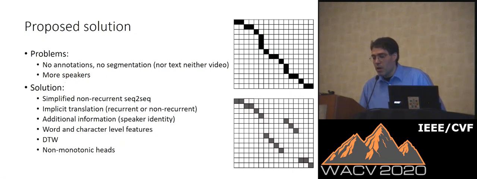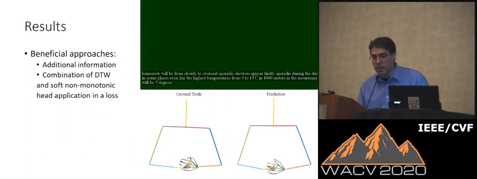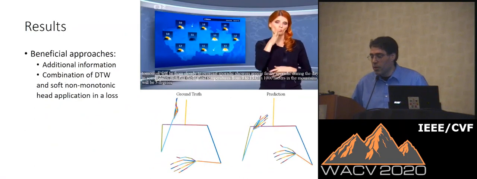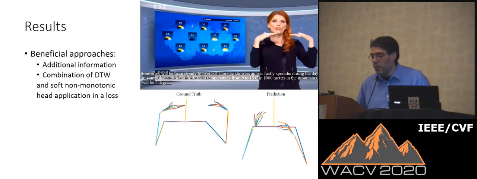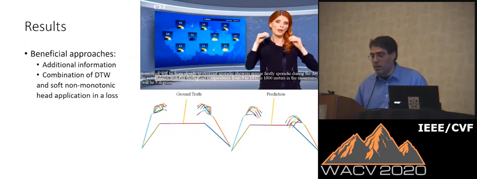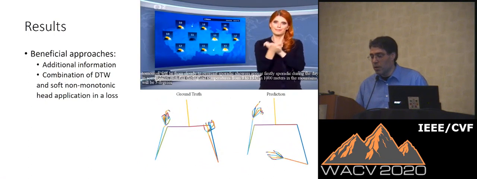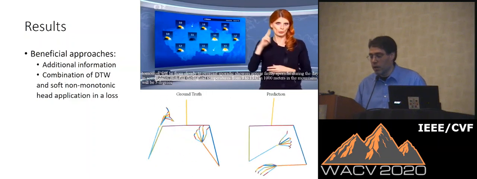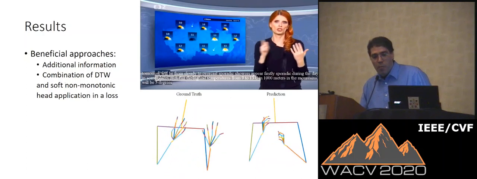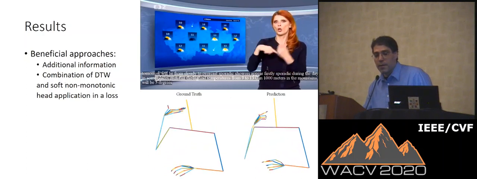In our loss function, we use dynamic time warping that synchronizes output and target sequences. Because dynamic time warping is a hard and monotonic attention head and as such has some issues, we investigated also some soft and non-monotonic attention heads. Our experiments show a significant benefit of using the additional information and the benefit of the soft non-monotonic head. The ability of our system to produce reasonable output can be seen in the ongoing example video. For more details, please visit our poster and thank you.